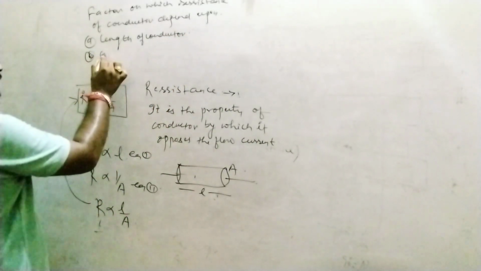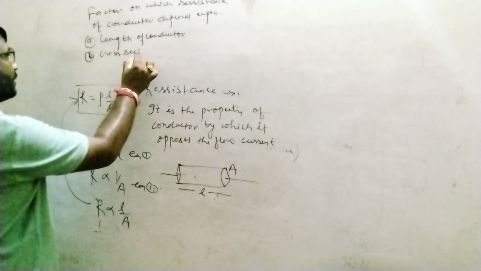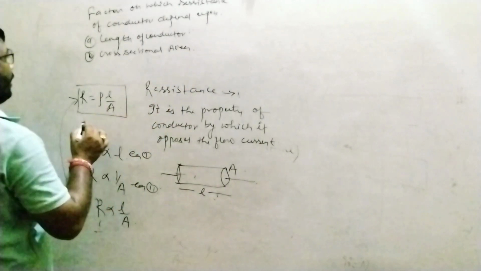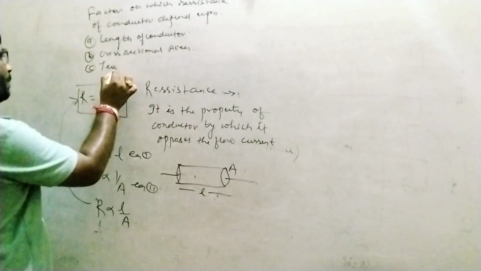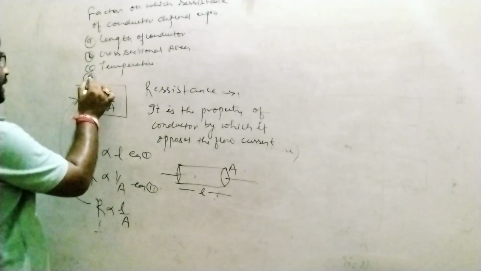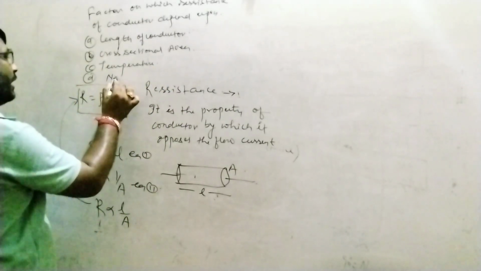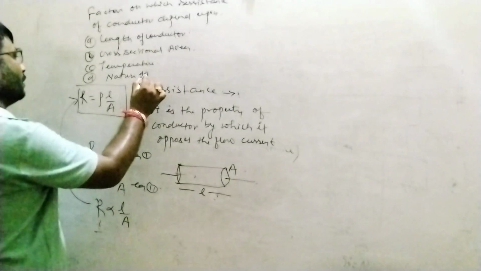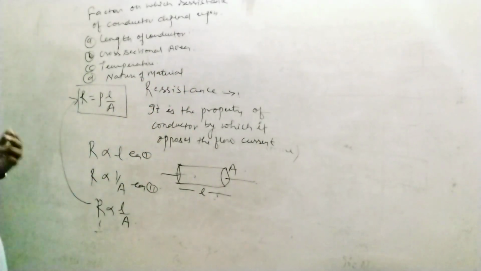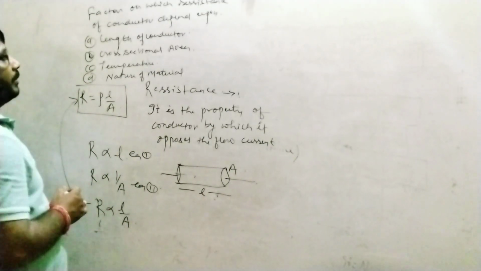Second, that is the cross sectional area of the conductor. And third one is temperature. And fourth one we can say that is the nature of material, whether I am using copper or silver. So that depends upon the nature of materials.